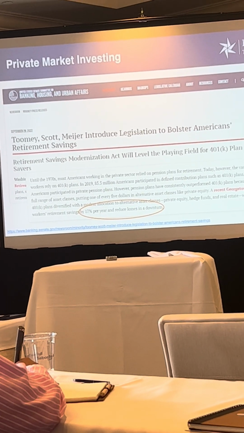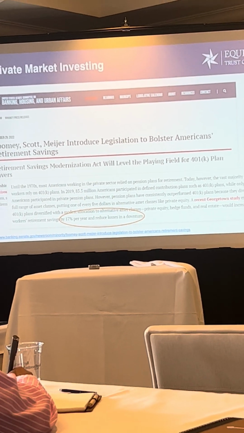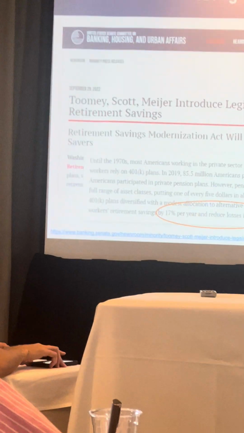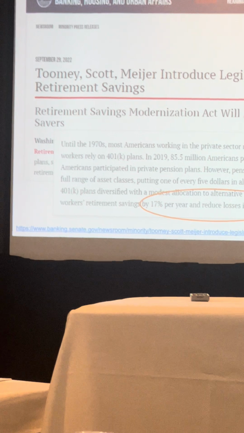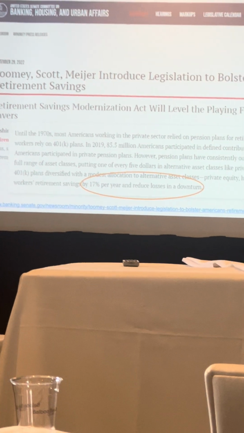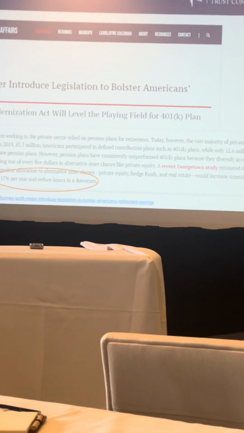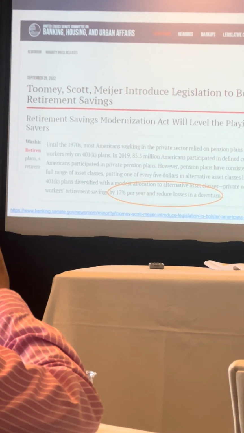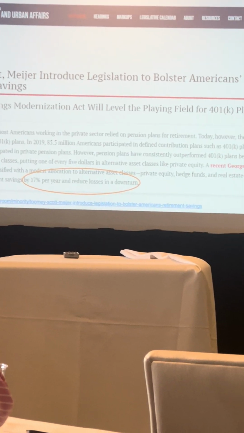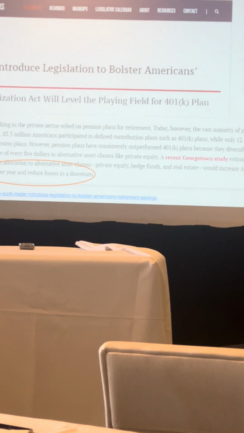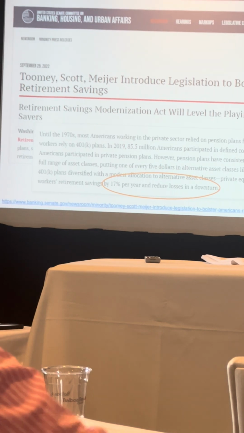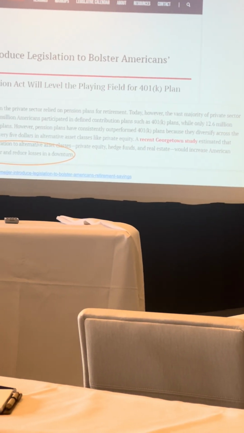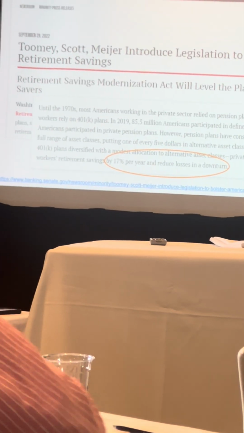All right, here's another one for you that you can include in your pitch decks. Private market investing. This is from the Banking, Housing, and Urban Affairs Committee. This is directly from a piece of legislation that was proposed at the end of last year by Patrick Toomey and some others. It was called the Retirement Savings Modernization Act, and it didn't go through. They're still working on these types of pieces of legislation. But here's what I want to point out for you. They reference specifically a Georgetown University study. And I'm going to read this for those that can't read it all the way in the back.